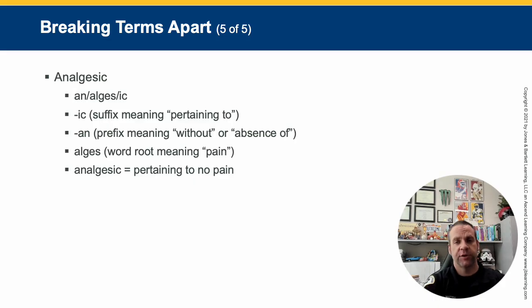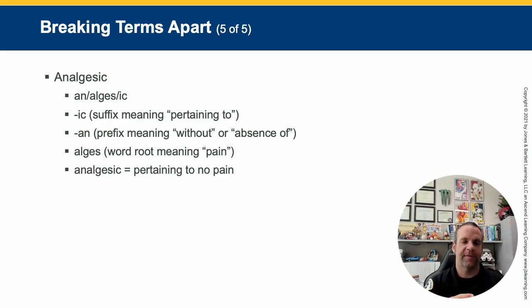So the prefix shows up in many medical words describing something that is lacking, like anoxia, without oxygen, anemia, without enough red blood cells, or anesthesia, without sensation. So the word root here is alges, okay, which refers to pain.